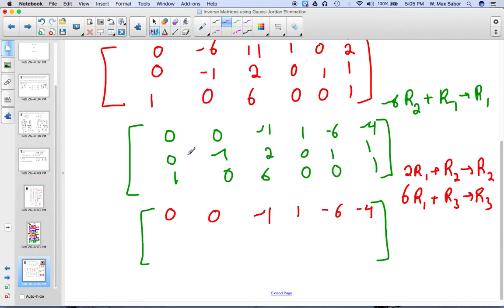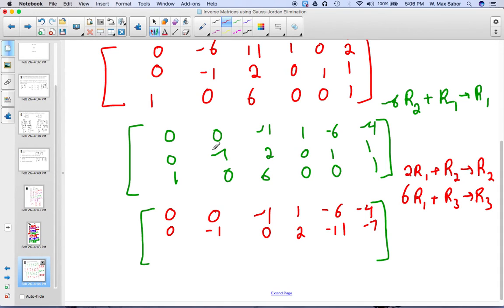I'm taking 2 times the first row and adding it to the second row. So 2 times this -1, adding it to +2. 2 times 1 gives us 2. 2 times -6 is -12. Adding that to 1 is -11. 2 times this -4 is -8. Adding that to 1 gives us -7.